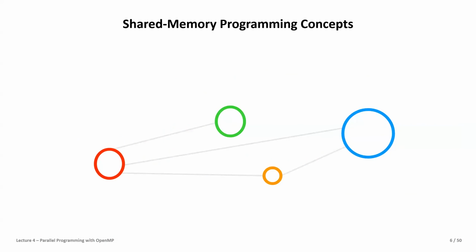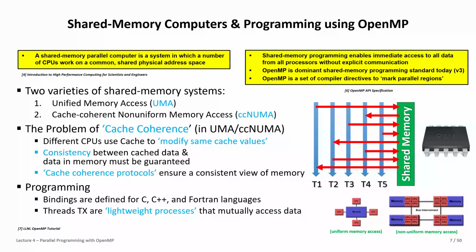So let's go with shared memory programming concepts. There are basically two varieties of these shared memory systems. You know that already from our first lecture. There's uniform memory access and the CC-NUMA, the cache-coherent non-uniform memory access. Basically, for the developer these are still very similar, right?